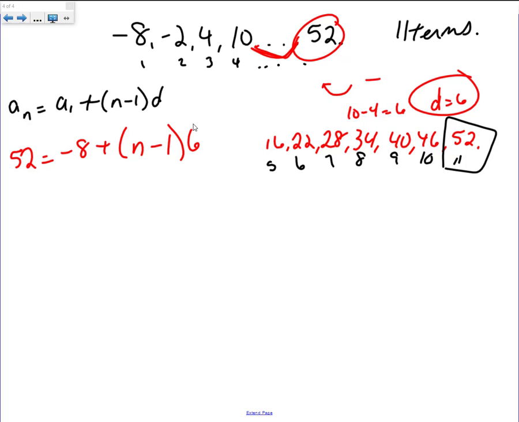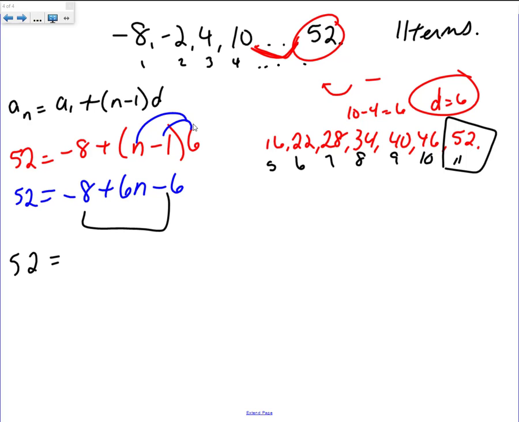So if I follow the order of operations, I need to simplify inside the parentheses. And I can't do that because there's an n and a number and a letter. They don't go together because they're not like terms. So I'm going to distribute this 6, and I end up with a negative 8 plus a 6n minus 6 equals that 52 on the left side. So now I'm going to put together like terms, and I end up with 52 is equal to, well, I need to add together the negative 8 and the negative 6, and I get negative 14. I bring down that plus 6n that I haven't used.